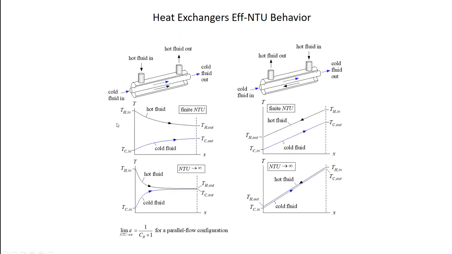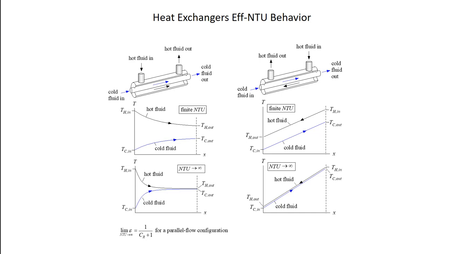So there's a fundamental limit associated with a parallel flow heat exchanger and how large the effectiveness can get. And that's given by this equation here. As the NTU approaches infinity, the effectiveness of a parallel flow heat exchanger depends on the capacitance ratio. If the capacitance ratio is 1, we already said the effectiveness has to be 0.5. If the capacitance ratio is larger than 1, then the effectiveness can be larger because it's not limited in such a way.